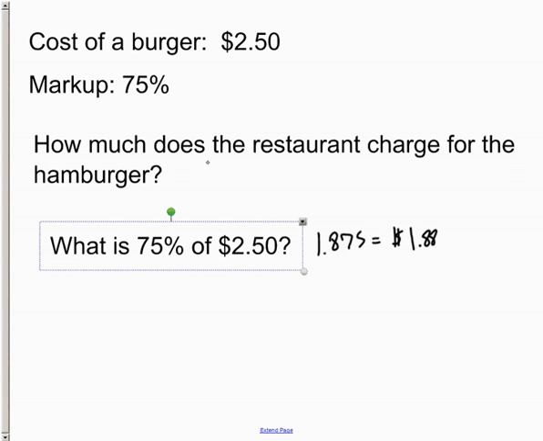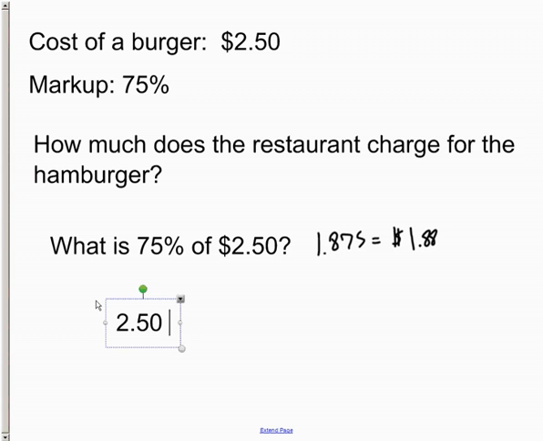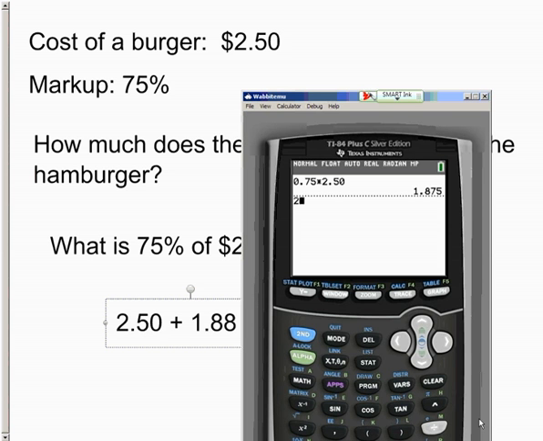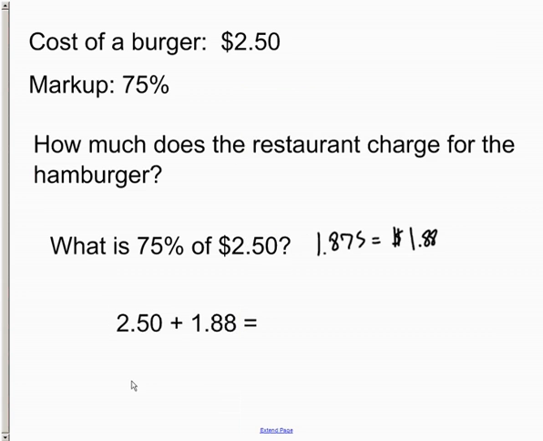And if the question says, what's the markup? There's the answer, $1.88. If the question is what's it going to cost? How much is this person going to sell this hamburger for? Then you need to take the cost, the $2.50, and add the markup, the $1.88, to it, because this is how much they would sell the hamburger for. $4.38.